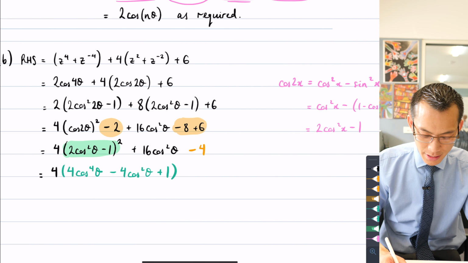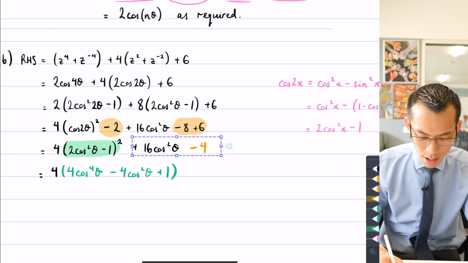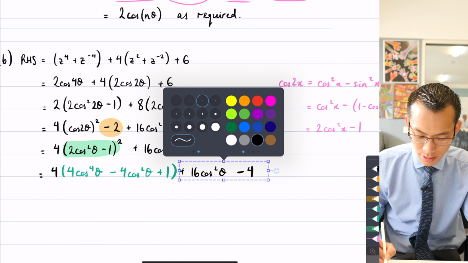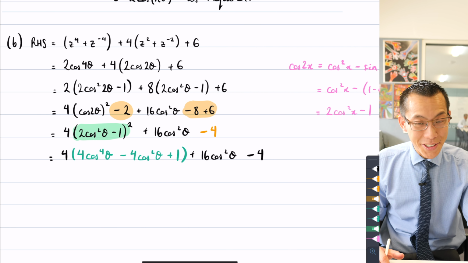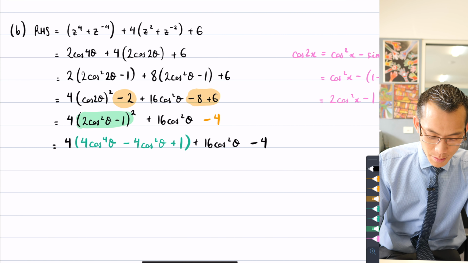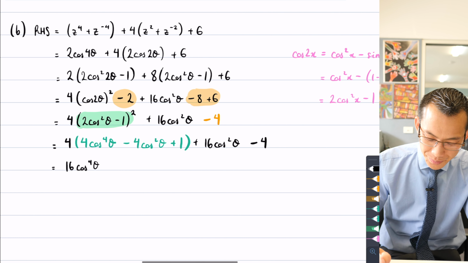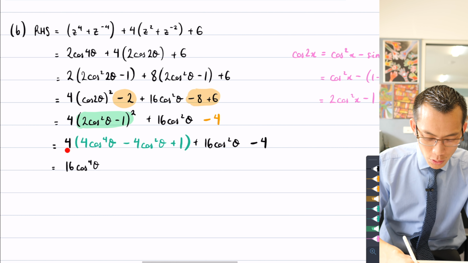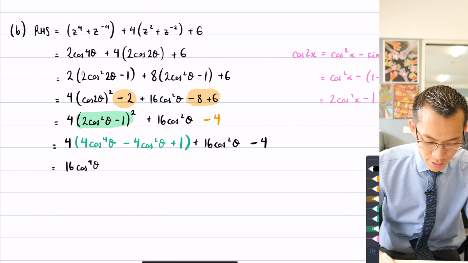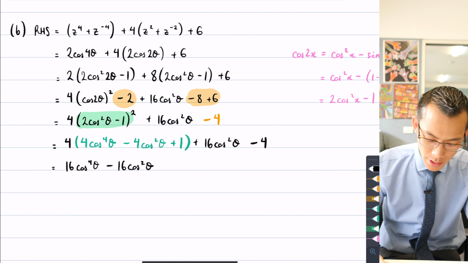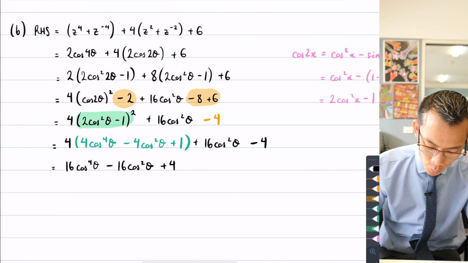So now you can see all of these terms are hanging out the end here. It doesn't need to stay orange, so let's fix that up. And I'm pretty close now, right? I can get a lot of terms cancelling. You can see at the front, I've got 16 cos to the power of 4 theta. I've got 4 times negative 4 cos squared, so that gives me minus 16 cos squared theta. And then 4 times 1 is 4.